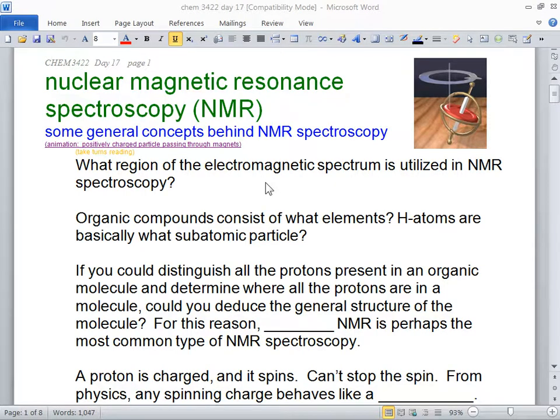NMR, nuclear magnetic resonance spectroscopy. So spectroscopy, again, we've been harping on this. Andy, is the interaction between what and what? A magnetic field and... Well, it could be the magnetic field or the electric field of light and matter, or atoms. So what's the matter going to be with NMR spectroscopy, Brandy? What's the matter going to be?